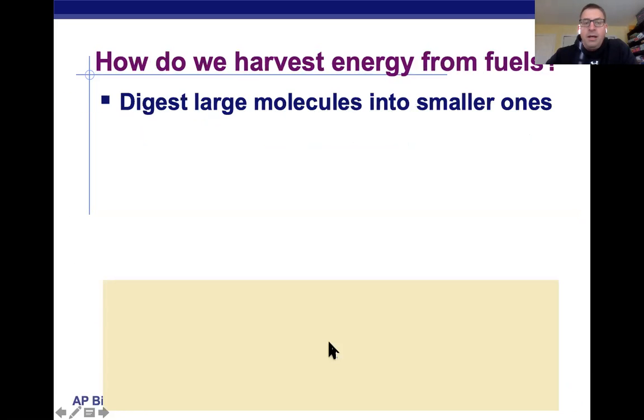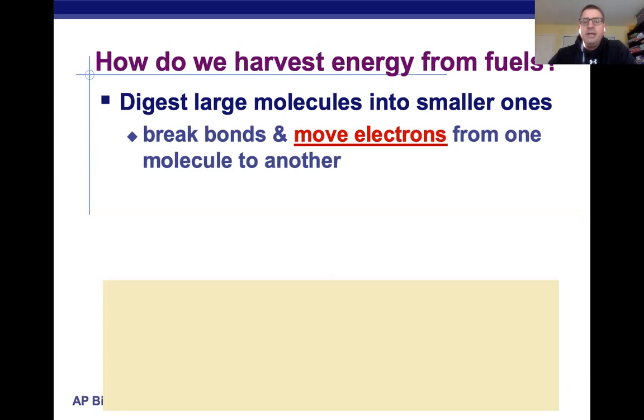So how do we harvest the energy from these foods? We're going to break these large molecules into smaller ones. And then, this is the key, we're going to move electrons around from one molecule to another. In general, the way these electrons are moved is they are moved from a less electronegative molecule, or a less electronegative atom within a molecule, to a more electronegative molecule.